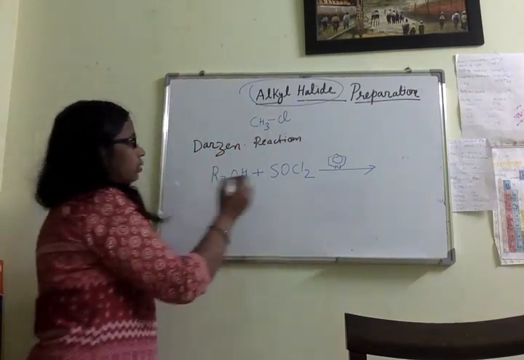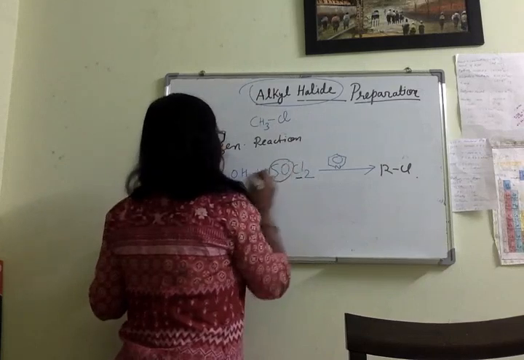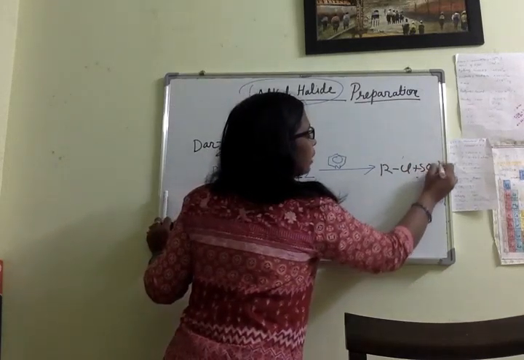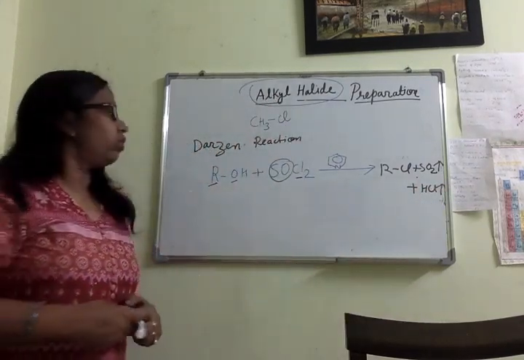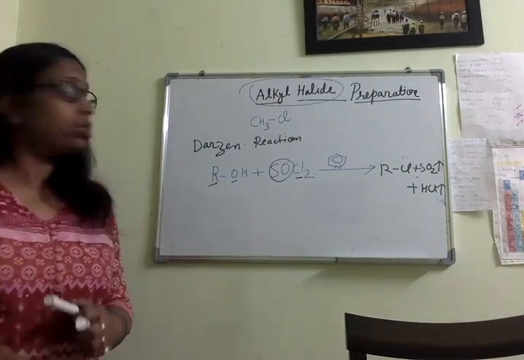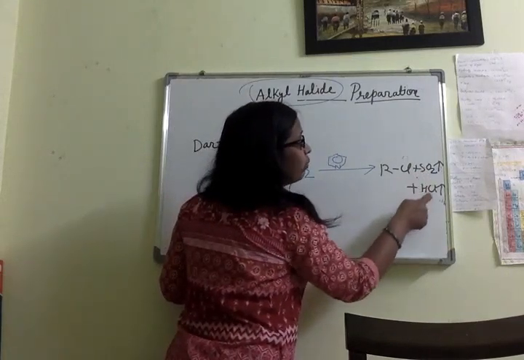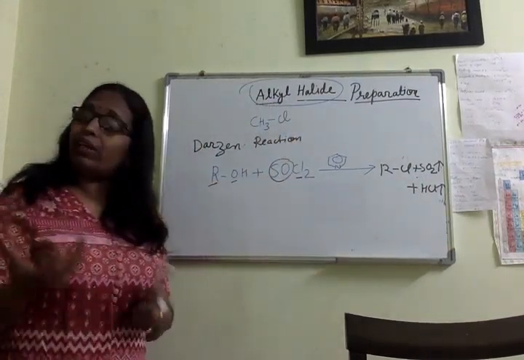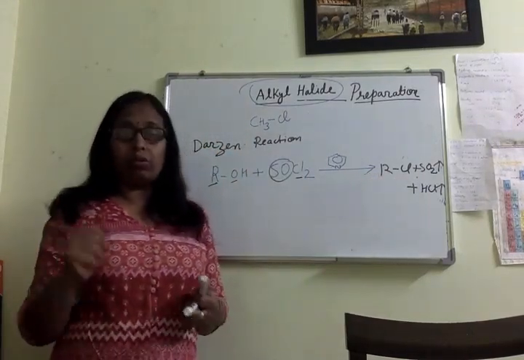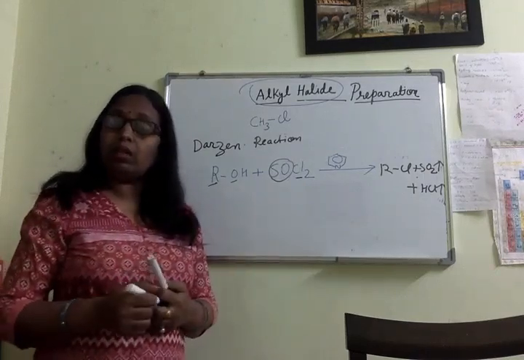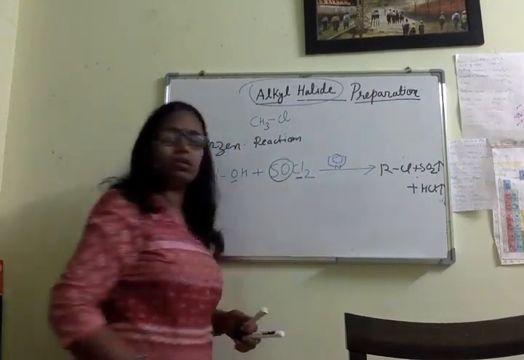Then RCl plus SO2, that is in gaseous form, plus HCl, that is also in gaseous form. This reaction is the best method of synthesis of haloalkane because both side products are in the gaseous state, so we get pure haloalkane. You may think HCl is a liquid, so why does ma'am say it is gas? In the pure state, HCl is in gaseous form.